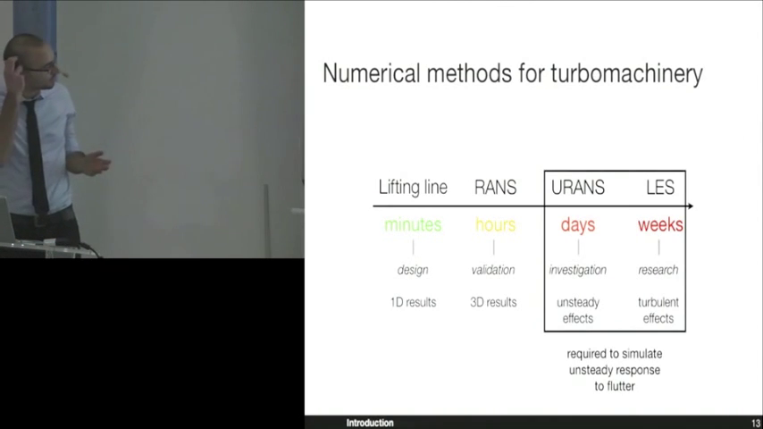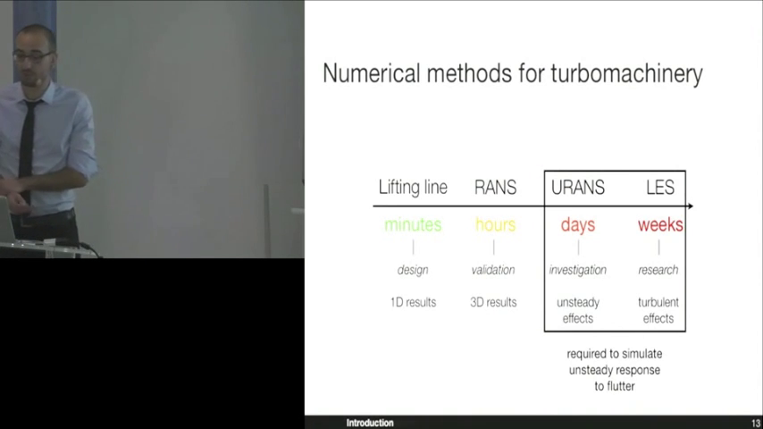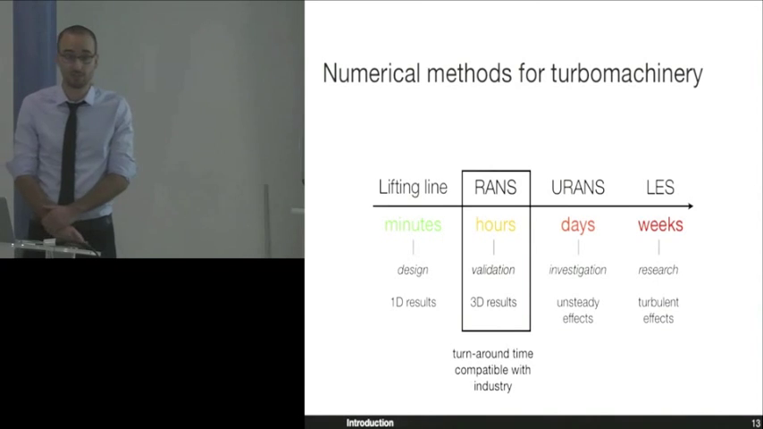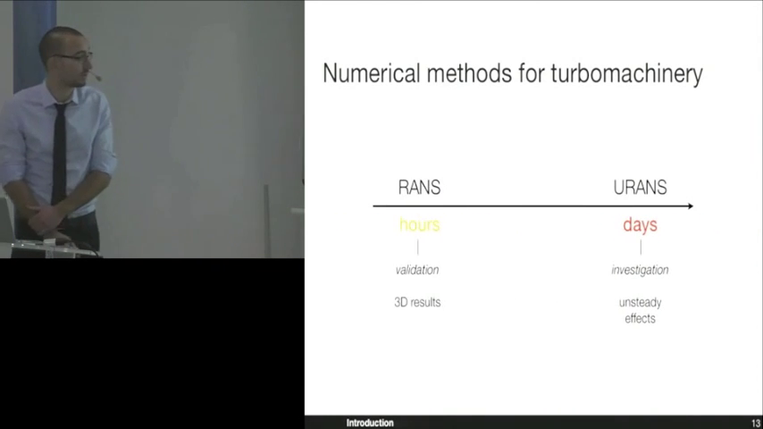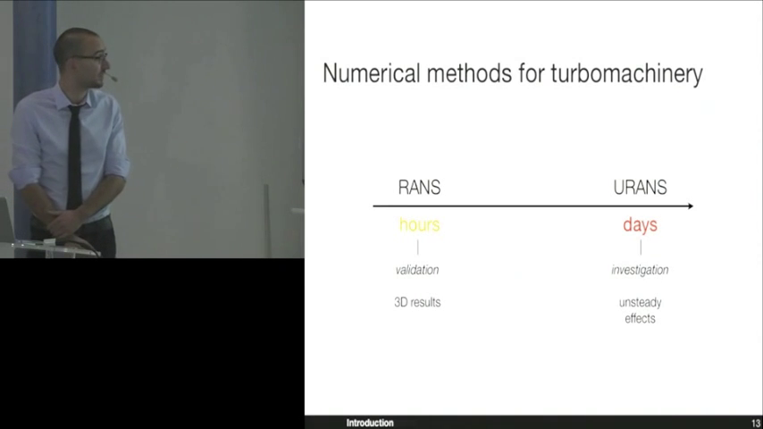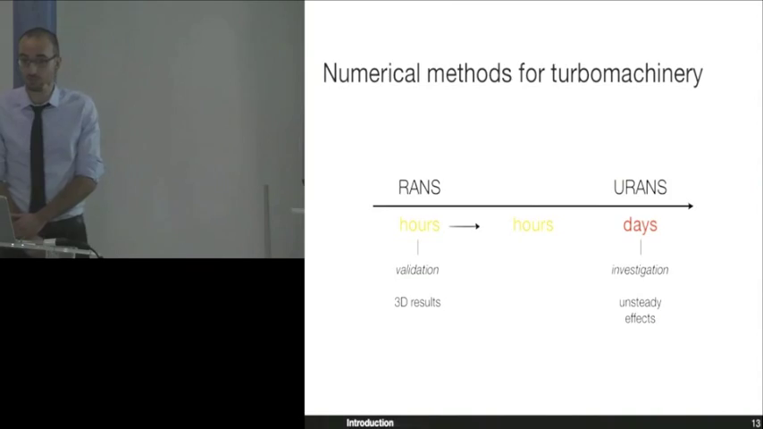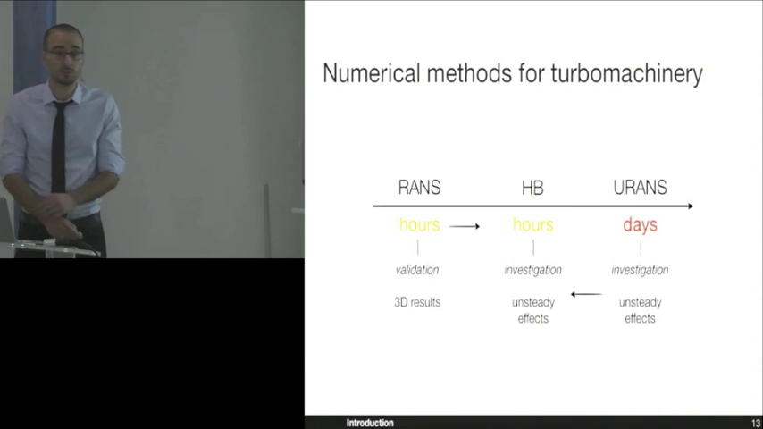To simulate blade flutter, we need to compute the unsteady flow field. So we need either the URANS or the LES method. But what we want is a method with a turnaround time that is compatible with industry. This gives us the place for the harmonic balance. In fact, we want a method that can be computed within hours, but still provides unsteady effects. And this can be achieved using the harmonic balance, which is one of the Fourier-based time methods.